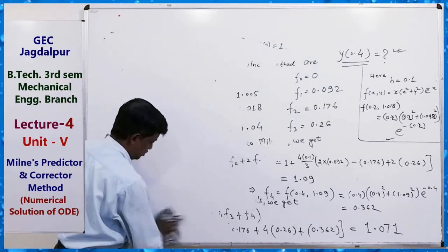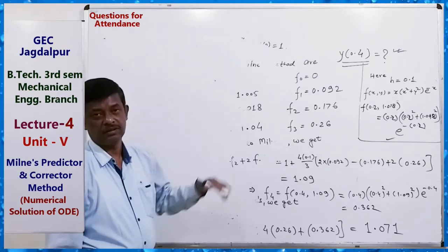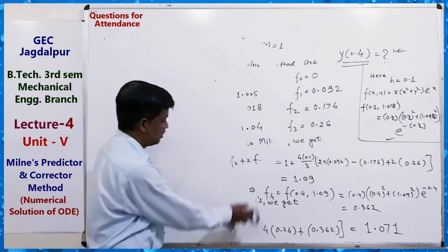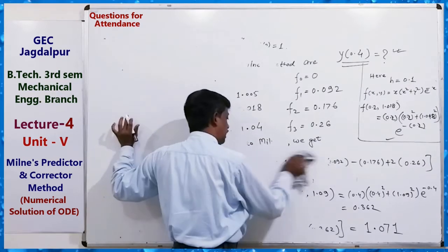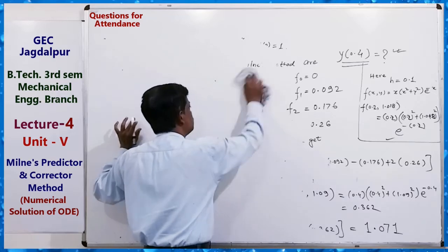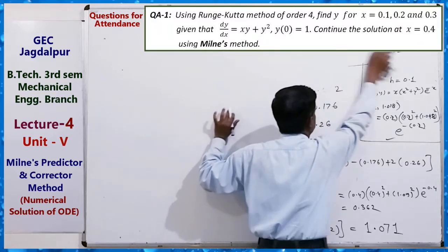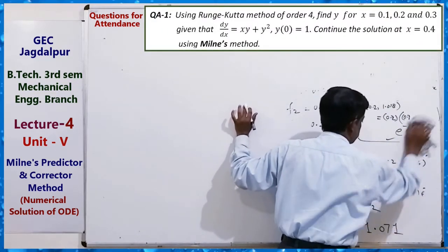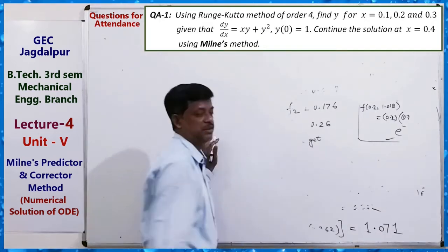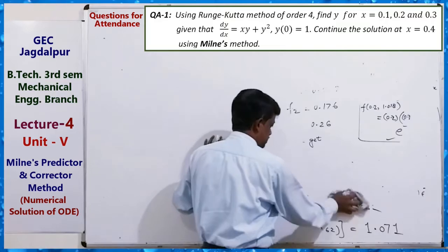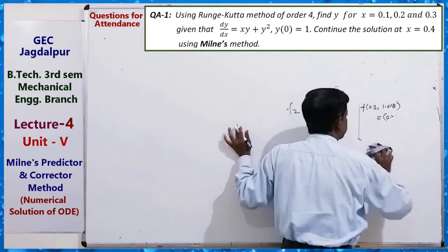Just I am giving here in questions. Here, just first 3 values you have to find using Runge-Kutta method, and then the next value you have to find by using Milne's prediction correction formula. Okay, so this question is for your attendance. Just do it completely by using calculator, because this type of method can also be computerized.